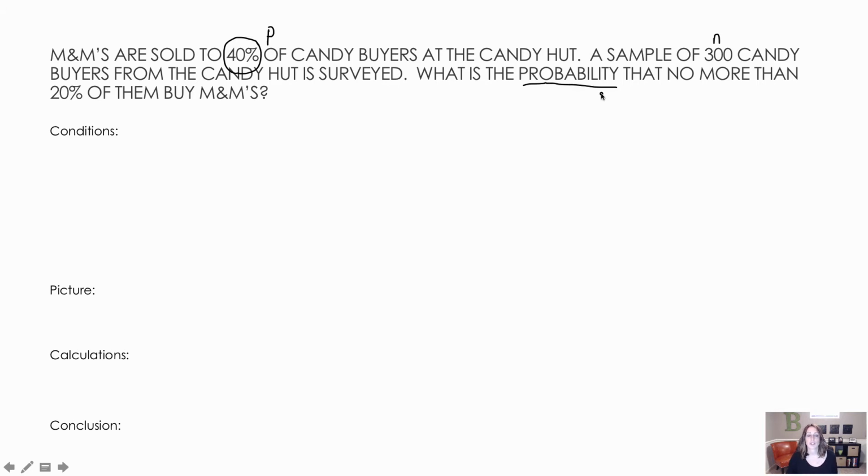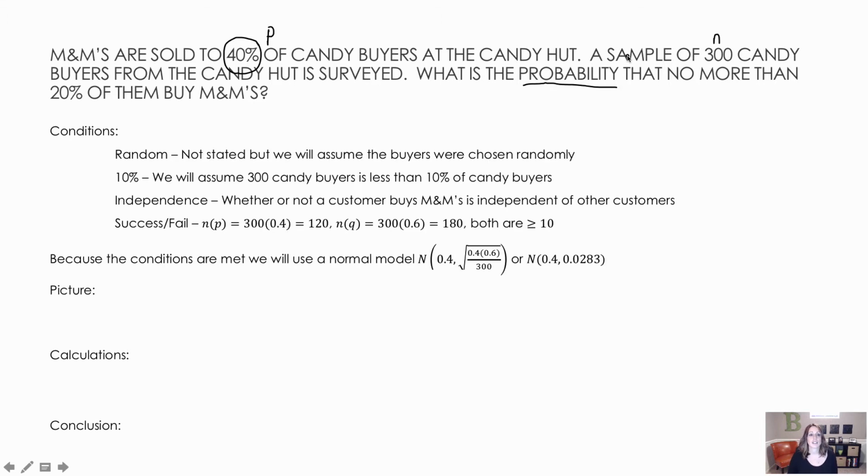So the first thing, of course, I have to do is to do the conditions. And the conditions are randomization. It's not stated, so sometimes it's not going to state that, but we're going to assume buyers were chosen randomly. 10%, we will assume 300 candy buyers is less than 10% of candy buyers. Independence, whether or not a customer buys M&Ms is independent of other customers, particularly because they're chosen randomly. And success/fail, N times P, N times Q, both are greater than 10.